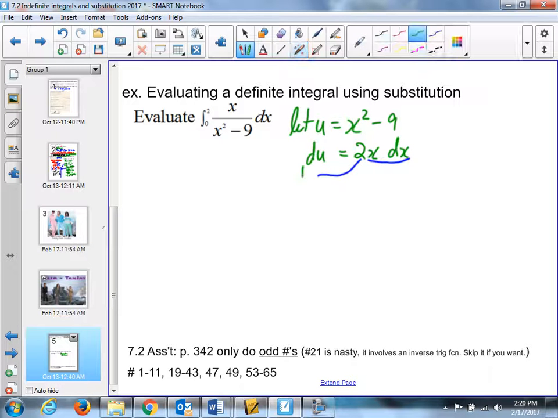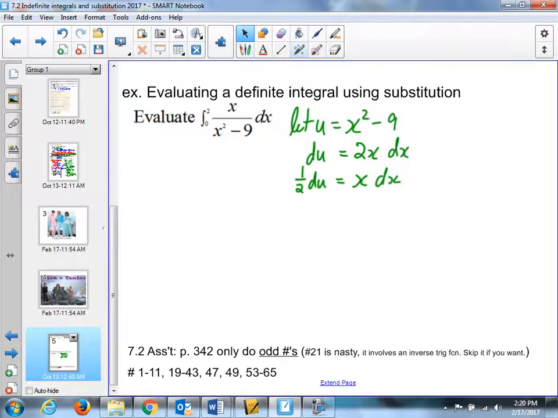So here's what I'm thinking. I wouldn't always write it out, but you probably should, because I'm prone to make a lot of mistakes. So I'm going to substitute half du in directly for x dx, right? However you want to do it. But there's a problem here.